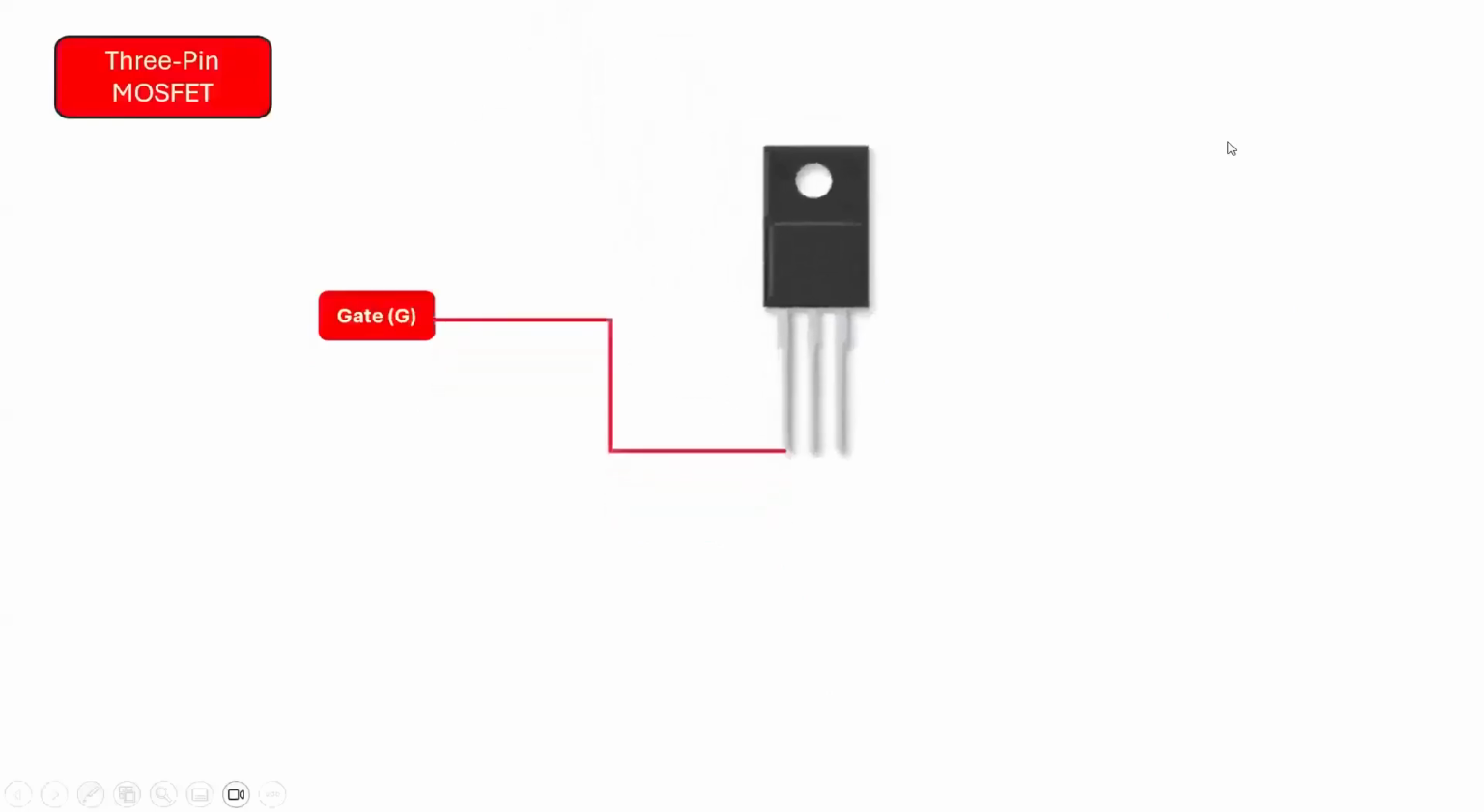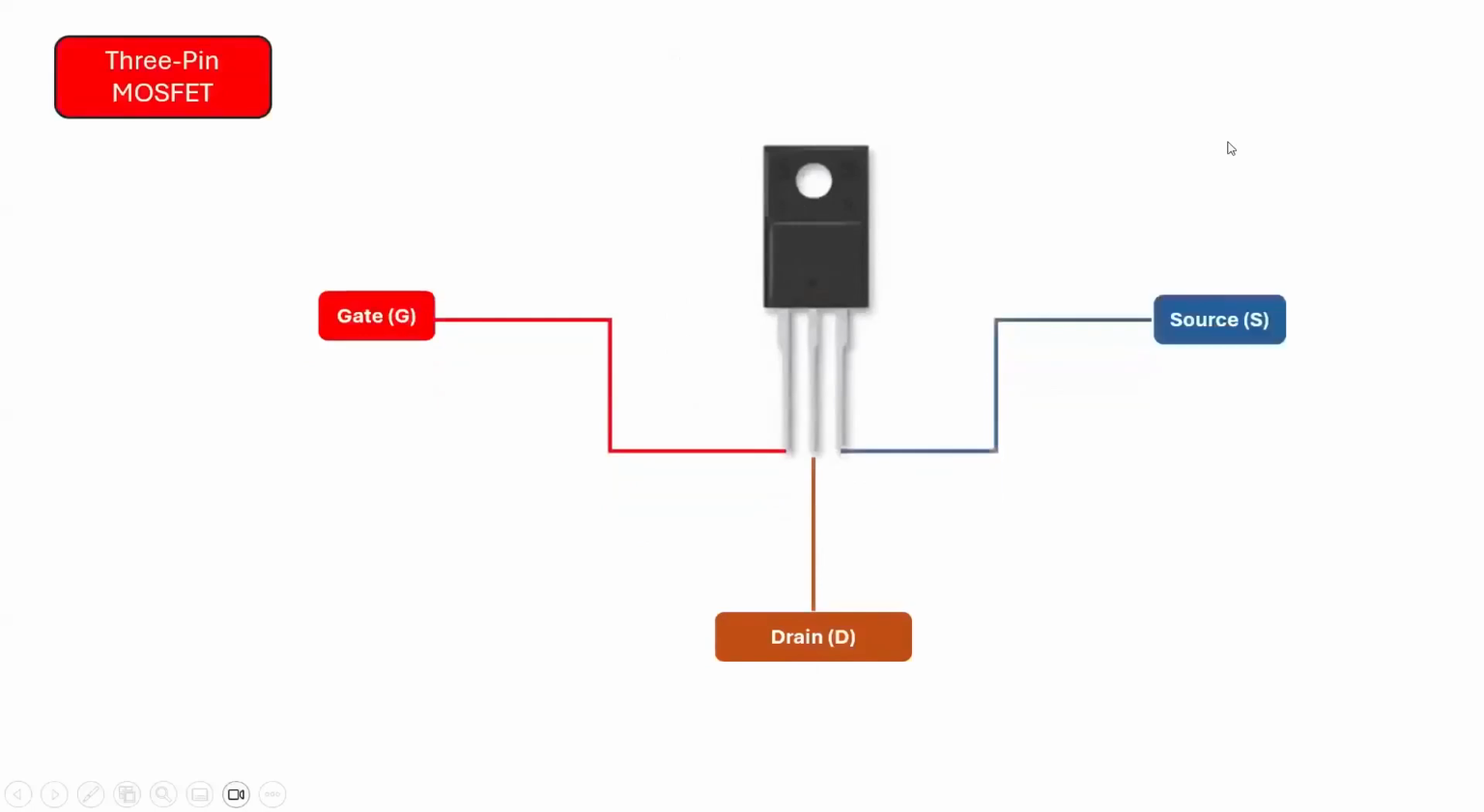The pins on a 3-pin MOSFET are labeled as gate, G, drain, D, and source, S. Both the 3-pin and 4-pin MOSFETs discussed in this series are based on N-channel classification, that is NMOS. Therefore, let's take a moment to review the functionalities of the N-channel MOSFET.